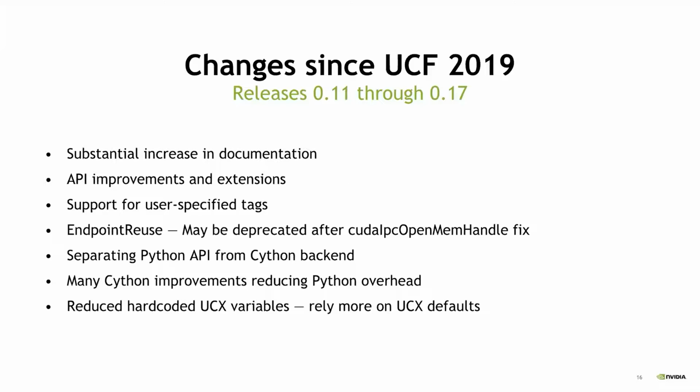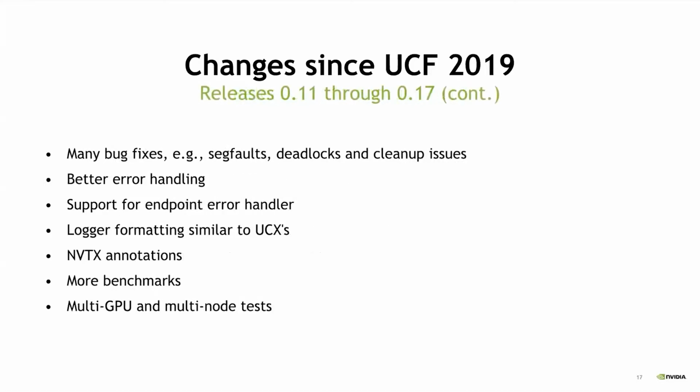We also reduced the hard-coded UCX variables to rely more on UCX defaults. I think that simplifies the maintenance for us, and perhaps for users as well, so that they don't need to find out what has been hard-coded, although we still have a few things hard-coded, such as the mem type cache that we discussed briefly earlier today as well.